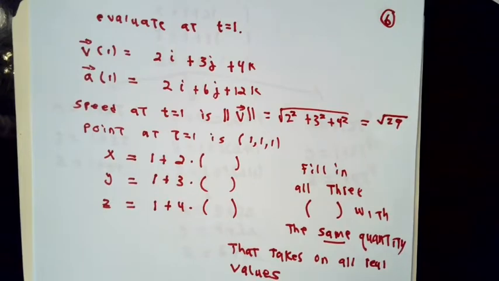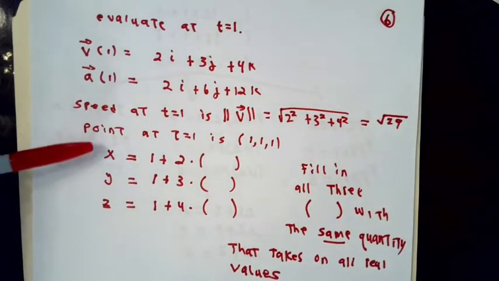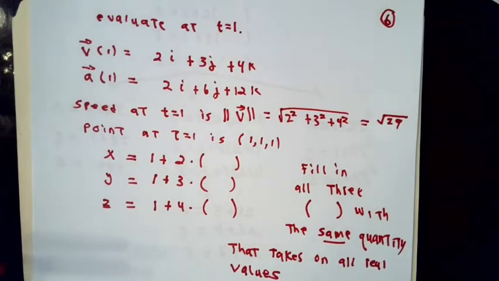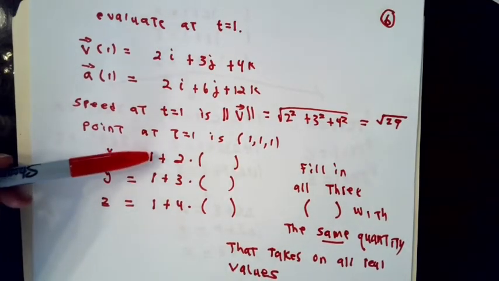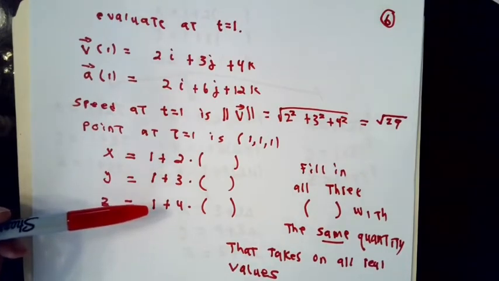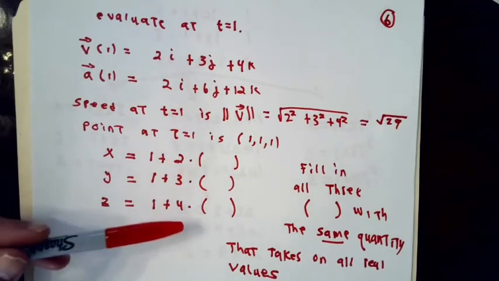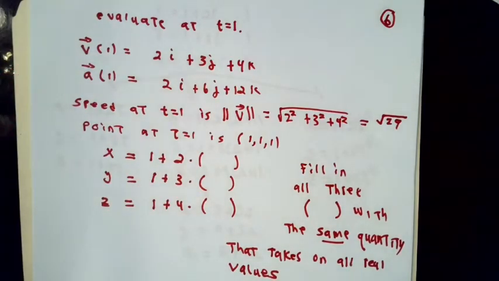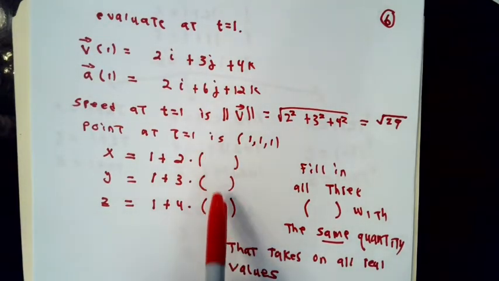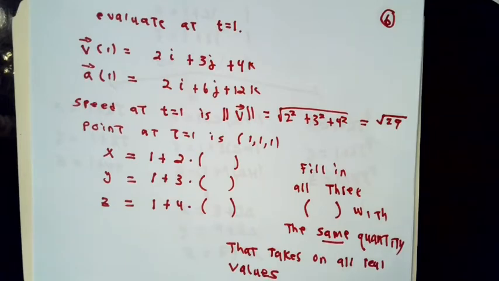If I want to have equations for the tangent line at the point 1, 1, 1, what I need to write down is x, y, and z. Then over on the right-hand side, I'll have the x, y, and z coordinates of the known point that I've got, and the components of the direction. That would be the velocity vector in this case. And I have a certain amount of freedom here. I need to fill in these three blanks with the same quantity, and I really don't care what the quantity is as long as it takes on all real values.